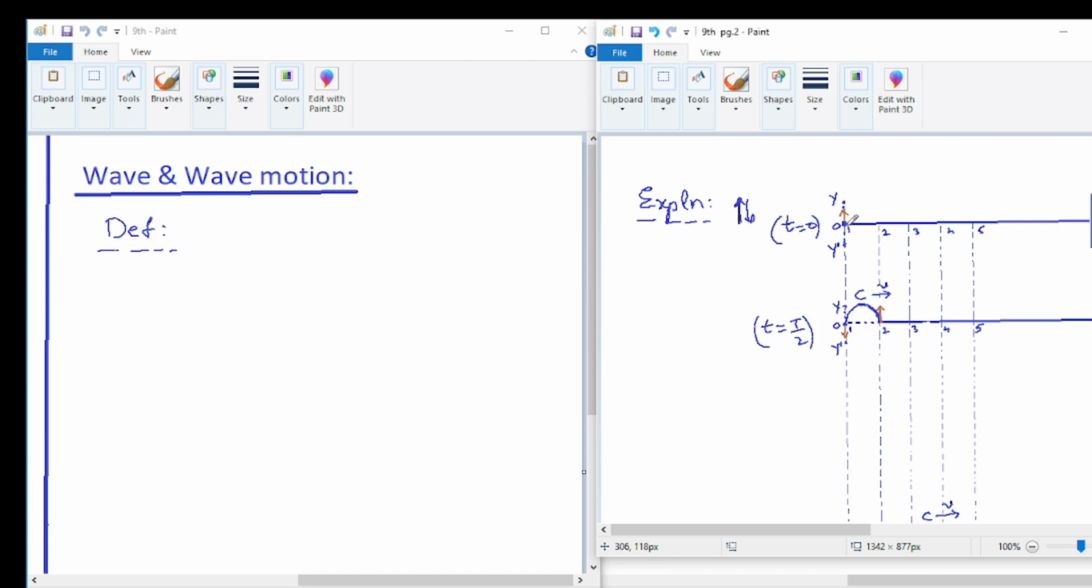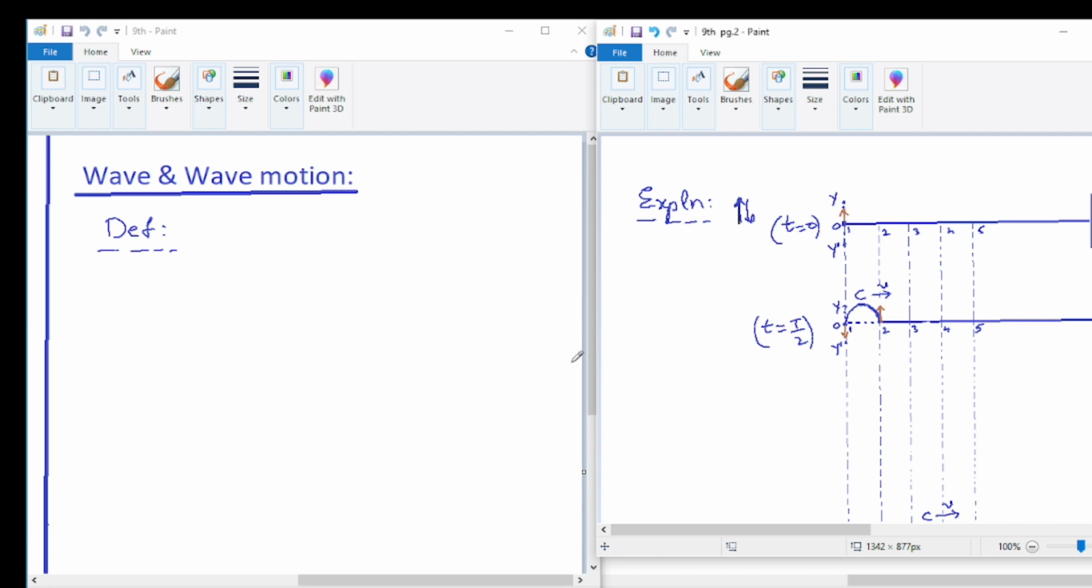This end, particle 1 or the left end of the string, is called the free end because it's free to move, but the right end is the fixed end because it's fixed to the wall, it can't move. So when this free end is given a jerk, that means holding the string at its left end, we are jerking the left end of the string. We are moving it up and again back to the same position.